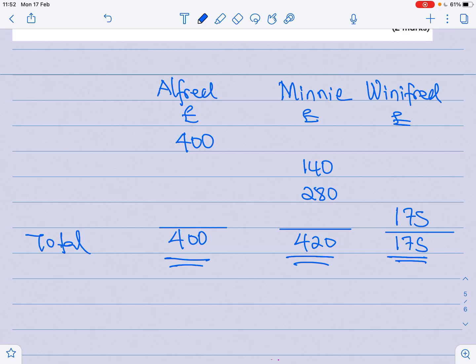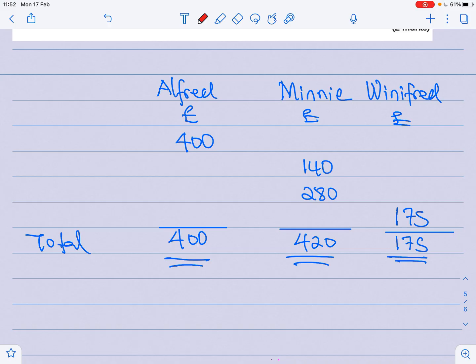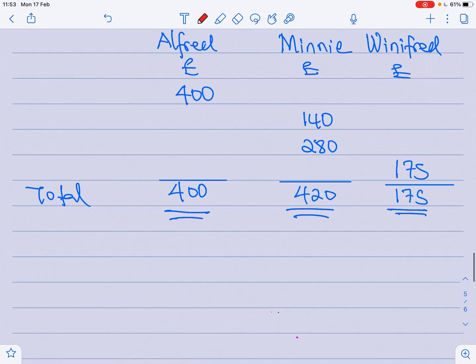Okay, so we'll go through this one by one, bearing in mind the cap, which is £250. For Alfred, Alfred received a total of £400. So that means this is already above the threshold of 250. So it means this is not exempt.